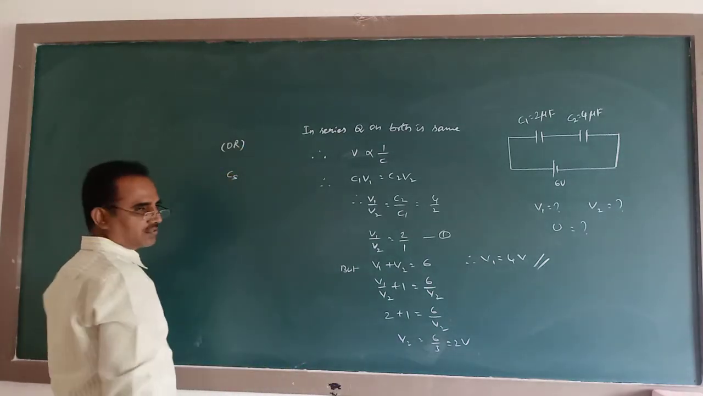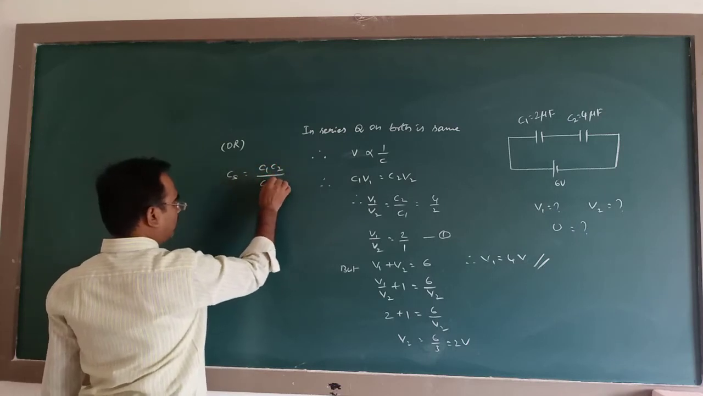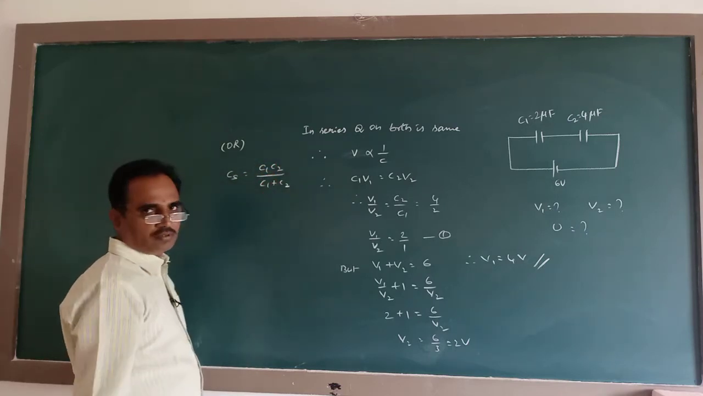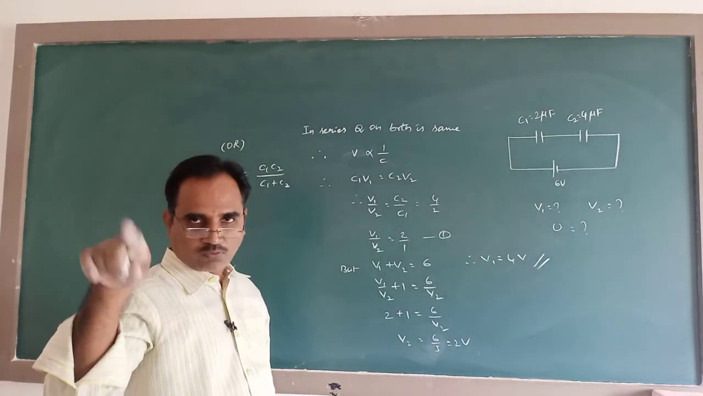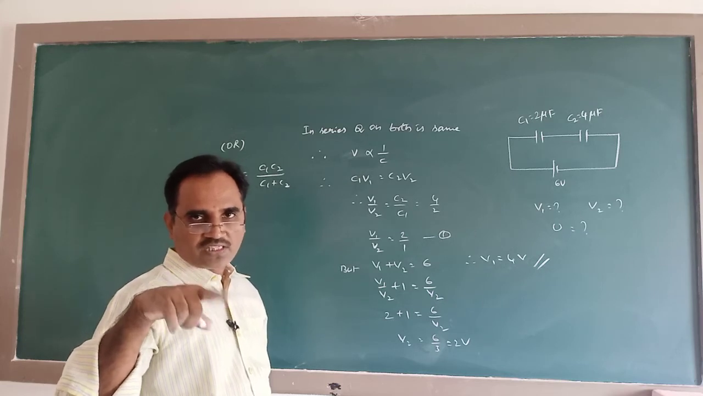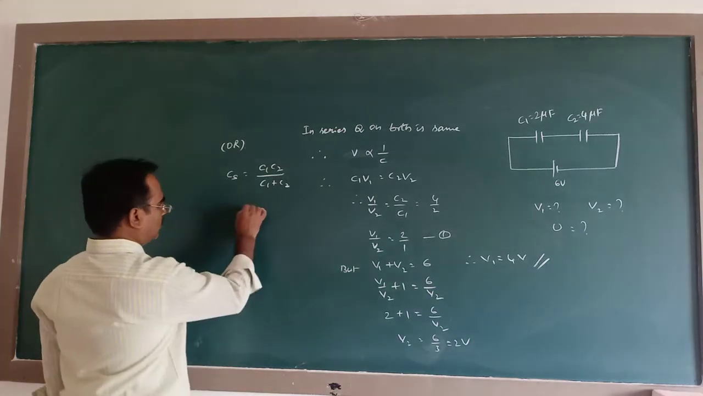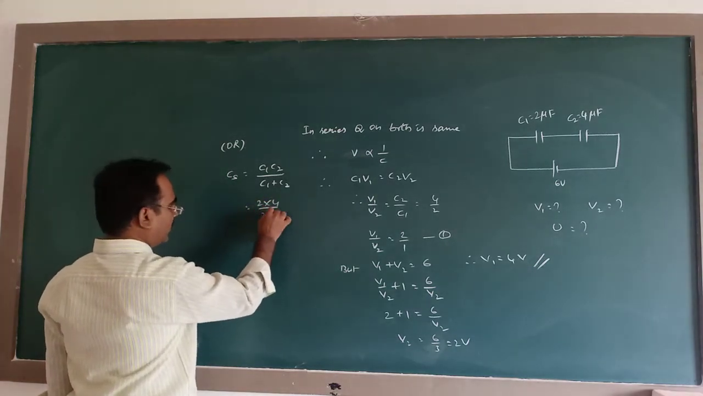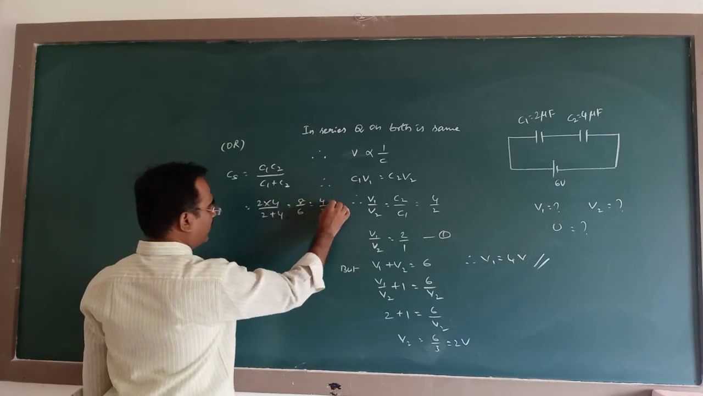you find CS. CS is equal to C1 C2 divided by C1 plus C2, because 1 by CS is 1 by C1 plus 1 by C2. If you take LCM and write for CS, it becomes C1 C2 divided by C1 plus C2. So it is 2 into 4 divided by 2 plus 4, so it is 8 by 6, which is 4 divided by 3 microfarad.